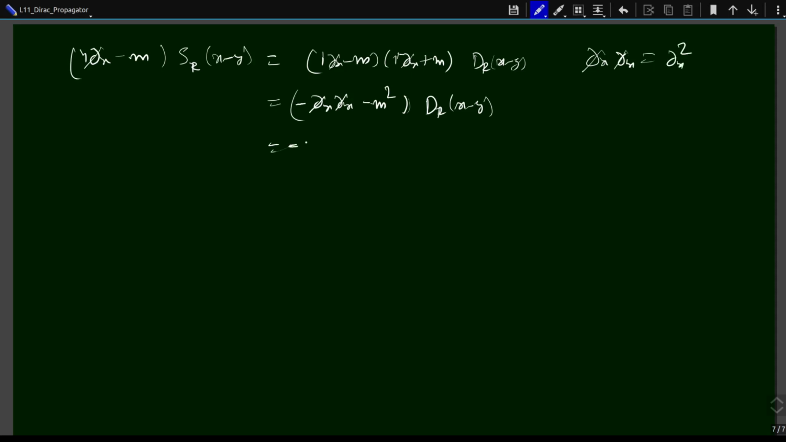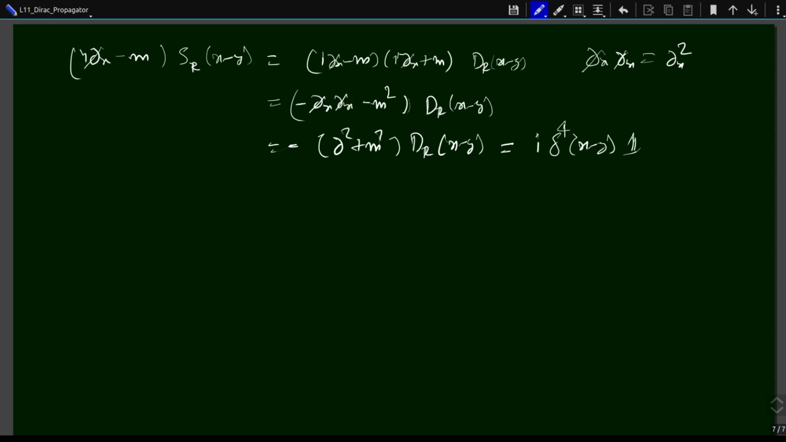So this is up to a sign (∂² + m²) acting on D_R(x − y), and I know what this is because this is already the Green's function for this operator. So this basically gives me i times δ⁴(x − y). So this S_R(x − y) that we have computed is indeed the retarded Green's function.